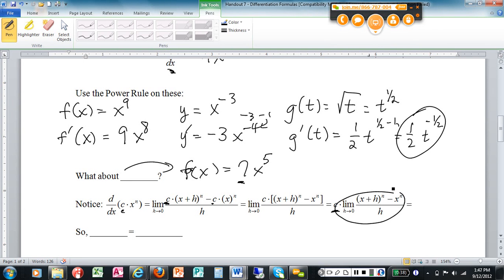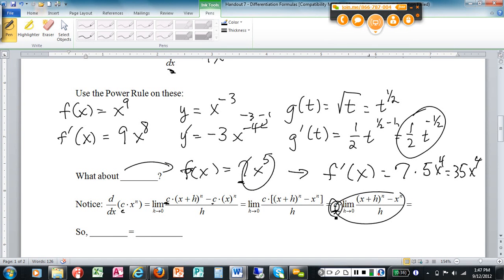Moral of the story is to do the derivative here, you wind up with 7 times, and then just do the derivative of that: 5x to the 4th, which is 35x to the 4th. You wind up just multiplying the constant by your derivative, because that right there is the derivative. So you just do the constant times your derivative. Okay?